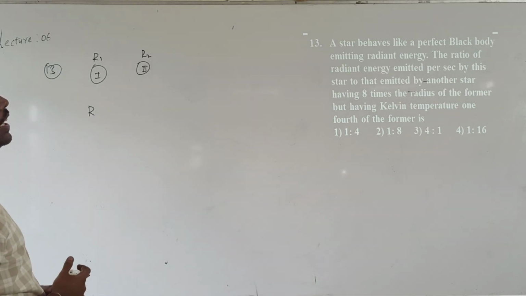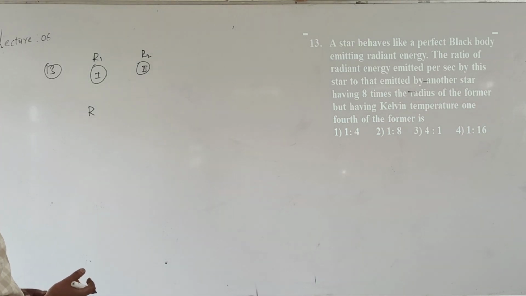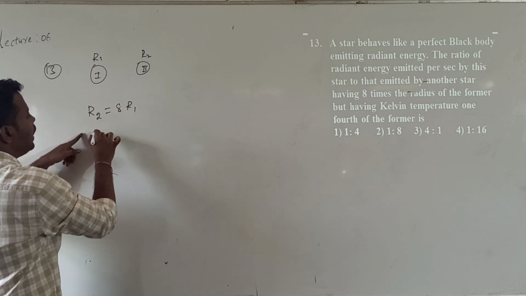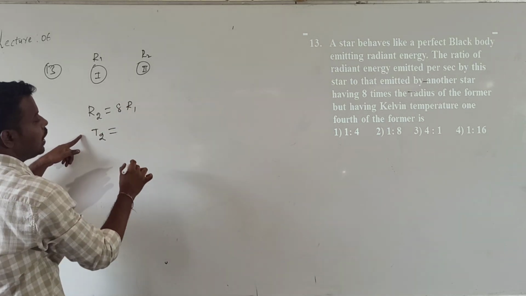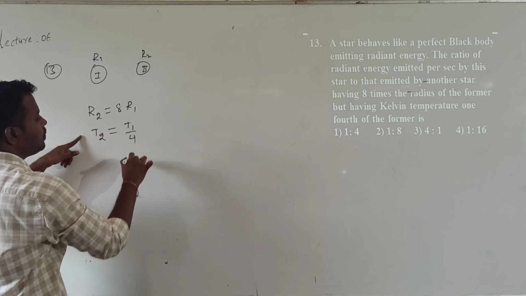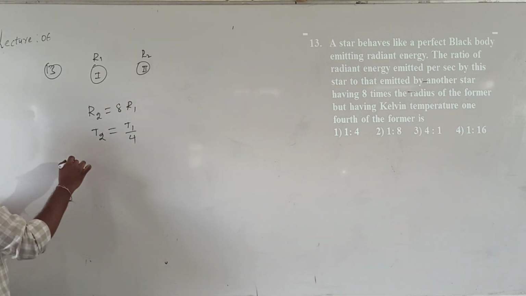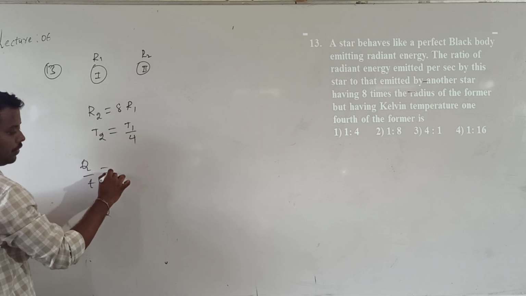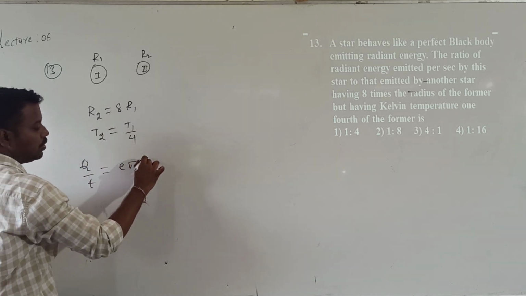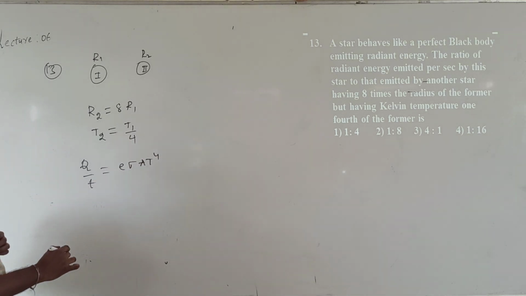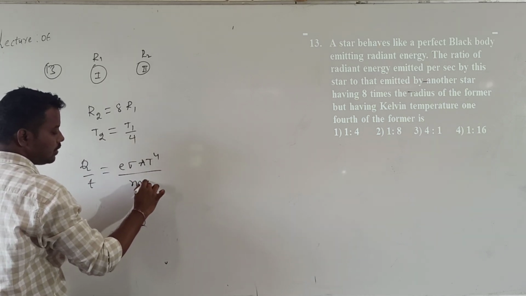Now what they are asking us to calculate is the ratio of the radiant energy emitted per second by this star to that emitted by another star having 8 times the radius. So here R2 is 8 times R1 and T2 temperature is 1/4 of T1, T1 by 4. That is the relation between the radius and temperature of the two stars. They are asking us to calculate the rate of heat flow. Q by T formula is given by e into sigma into A into T power 4 divided by M into S.